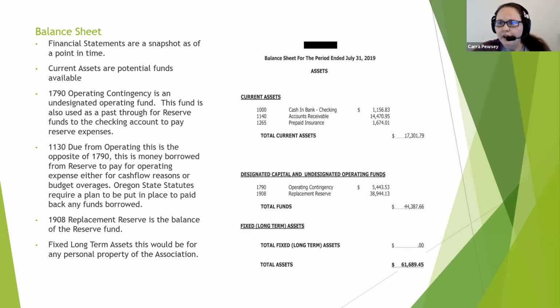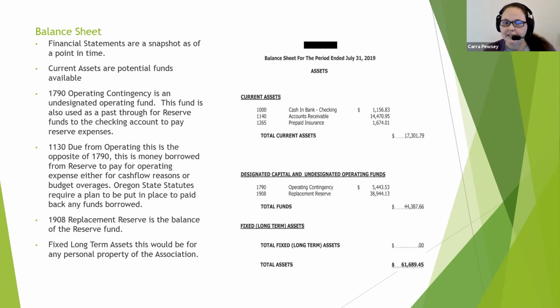So we'll get to budgeting in a little bit, but a little tidbit for you. 1908 is your reserve. There are some associations that have multiple reserve accounts, and you'll see them all designated as they need to be. Like we have associations with a residential reserve and a commercial reserve, and we keep those separate per the association's legal documents.